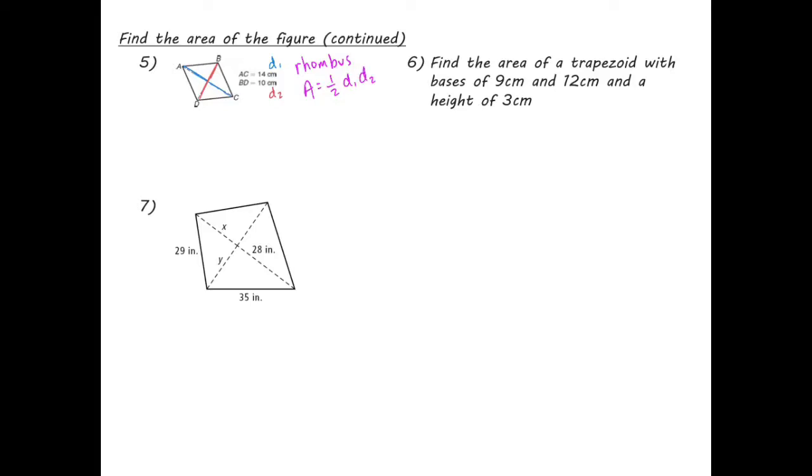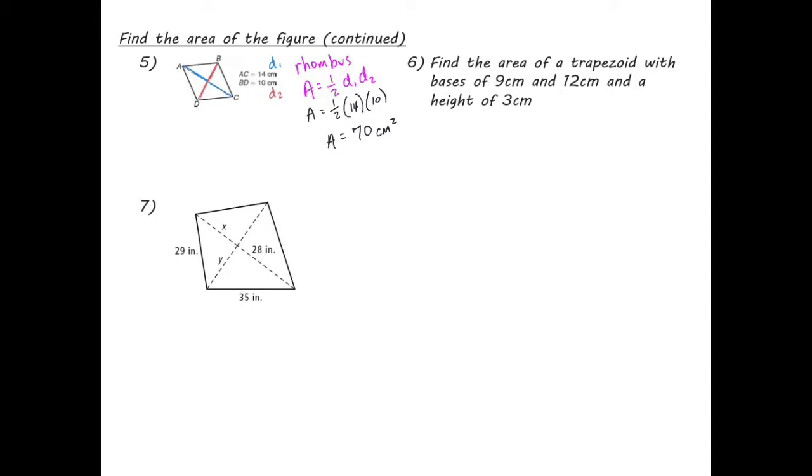So we called D1 14, and we called D2 10. So very straightforward. Just plug it all in, and the area is going to be 70 centimeters, and because it's area, 70 centimeters squared. Number 6 is another straightforward one.